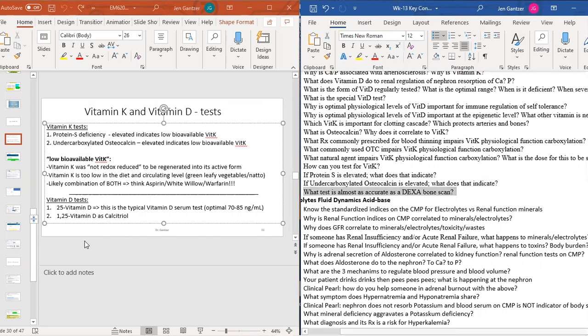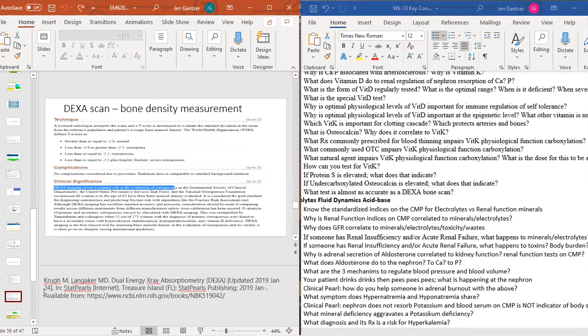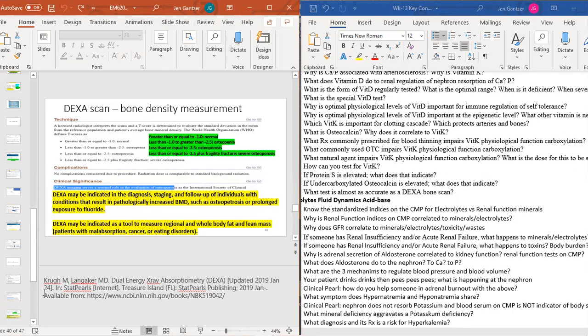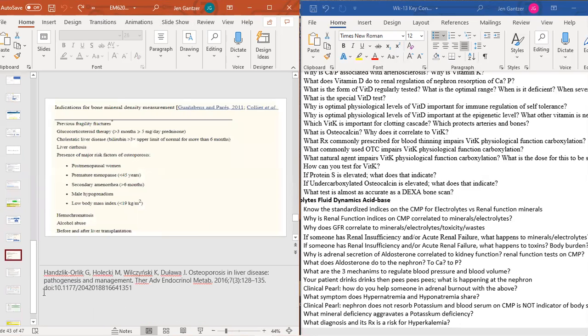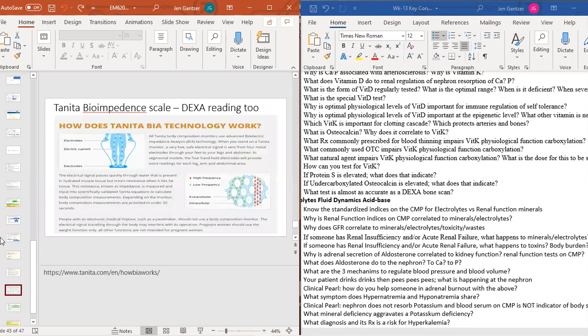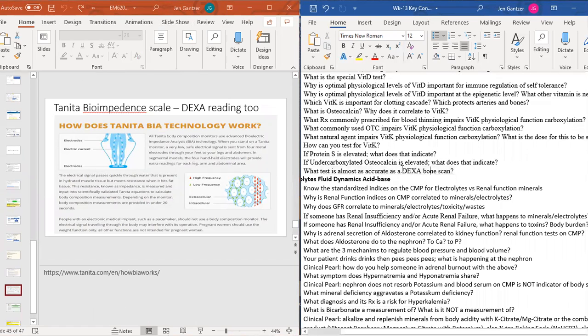So the test that you can use for bone, in alternative to the DEXA scan, is going to be the bioimpedance. If you have a bioimpedance, it's within 3% as accurate as a DEXA scan. So that's a great way to test bone. Your vitamin D was your 25, and then the special vitamin D test was the 125, which is your calcitriol.